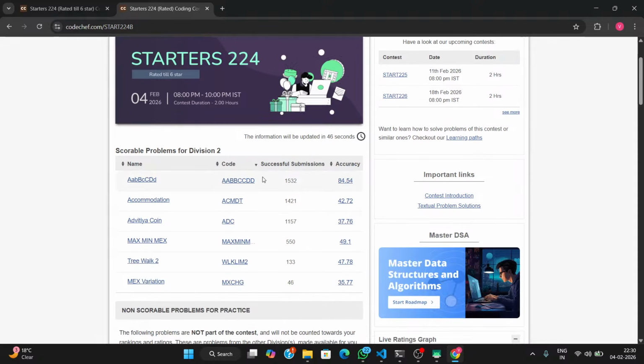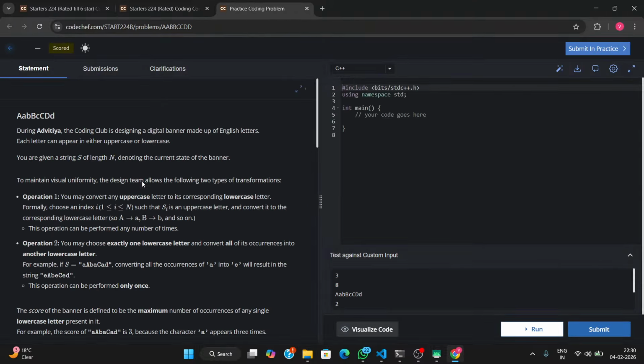So we'll discuss the first five problems of Dip 2, today's starters Dip 2. Let's start with the first one. So this is the question.